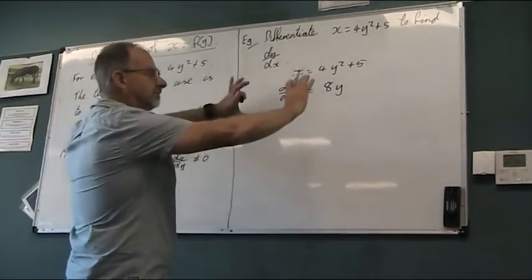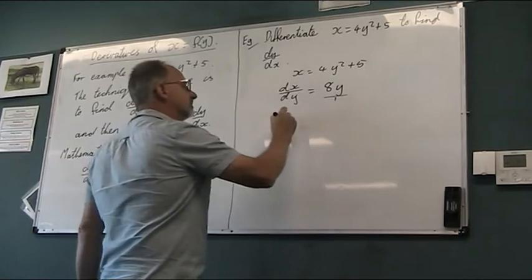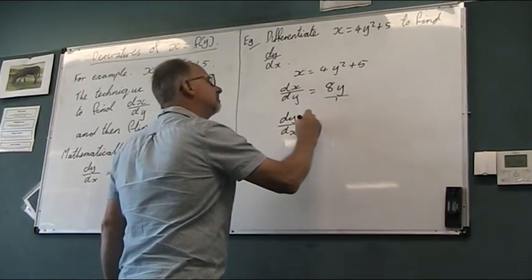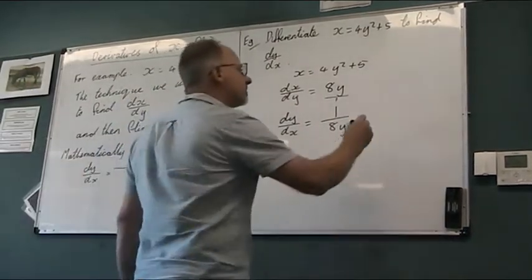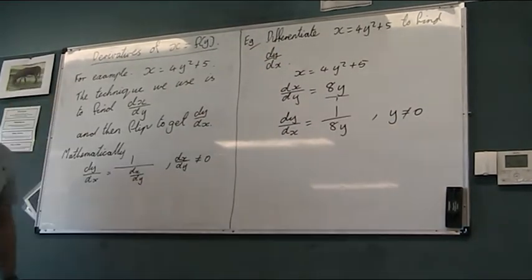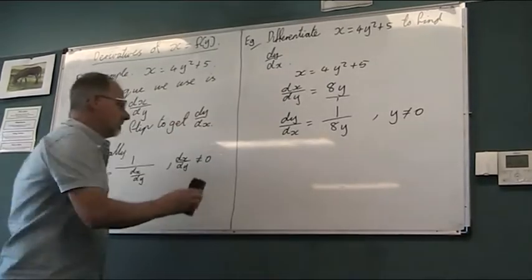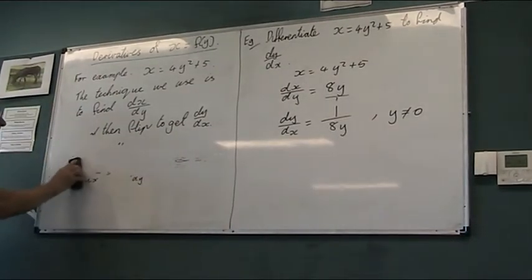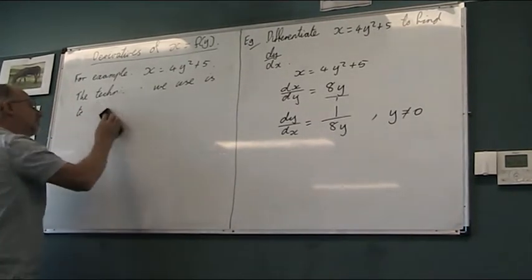And then we flip. So think of that as over 1. So dy/dx is 1 on 8y. And of course, there's a restriction there that y can't equal 0. Alright, so we can find gradients of curves and things like that by using this technique.